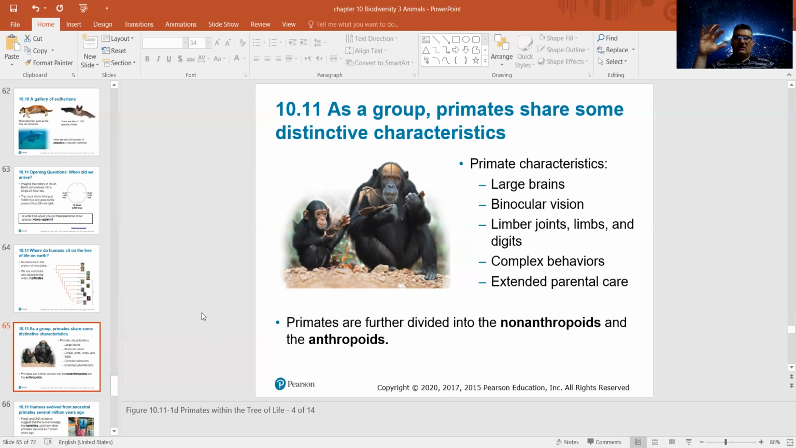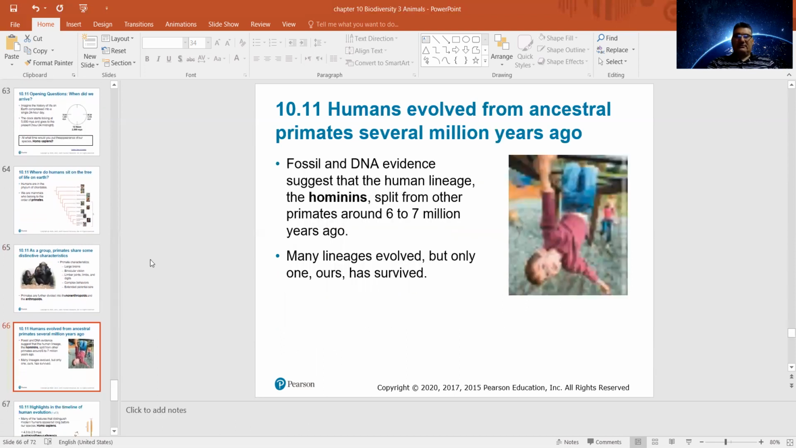So if you look at the primates as a group, it can be further divided into anthropoids and non-anthropoids. The prefix anthro means humans. Non-anthropoids, not humans. Anthropoids, anthro means human. So anthropoids belong to humans.